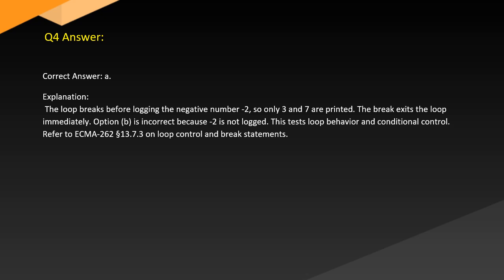Answer. Correct answer: A. Explanation. The loop breaks before logging the negative number -2, so only 3 and 7 are printed. The break exits the loop immediately. Option B is incorrect because -2 is not logged. This tests loop behavior and conditional control. Refer to ECMA-262 section 13.7.3 on loop control and break statements.